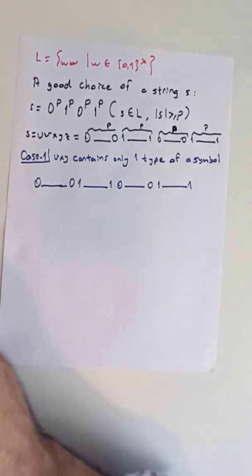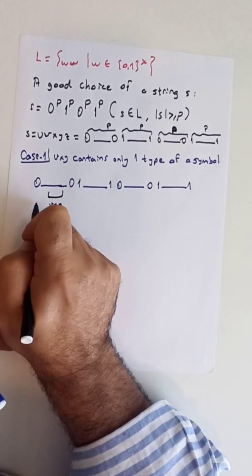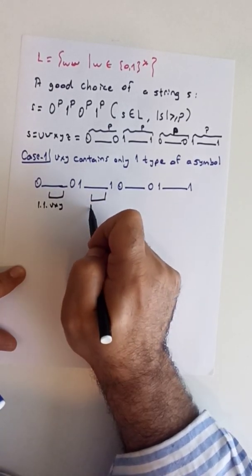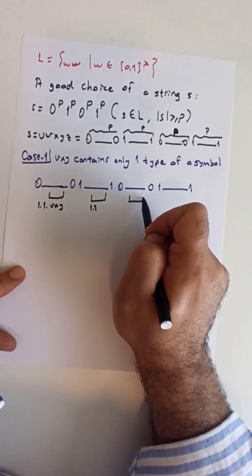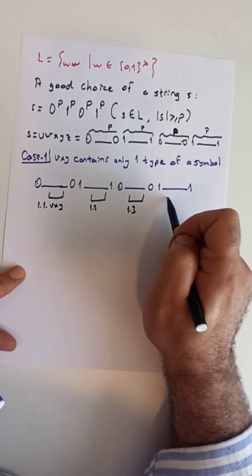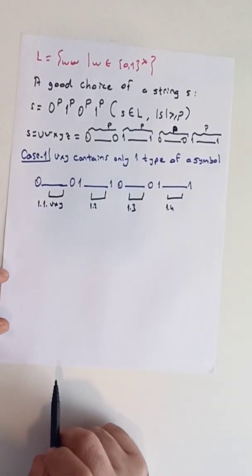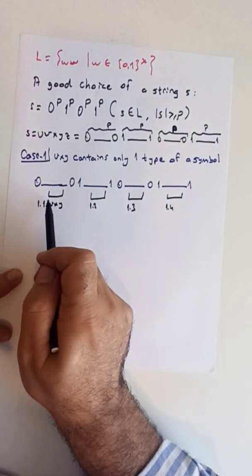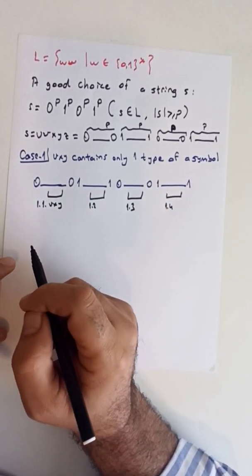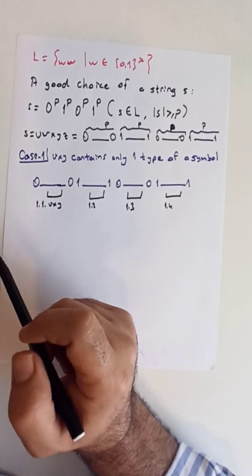So vxy can be here among the initial zeros. Let's call this case 1.1. Case 1.2, vxy can be among the ones. Case 1.3, vxy can be among the zeros in the second half. 1.4 corresponds to vxy being somewhere among the ones at the end. We shall only consider in detail this first case because the rest of the cases, 1.2, 1.3, and 1.4, will be very similar. So let's first concentrate on this case 1.1.